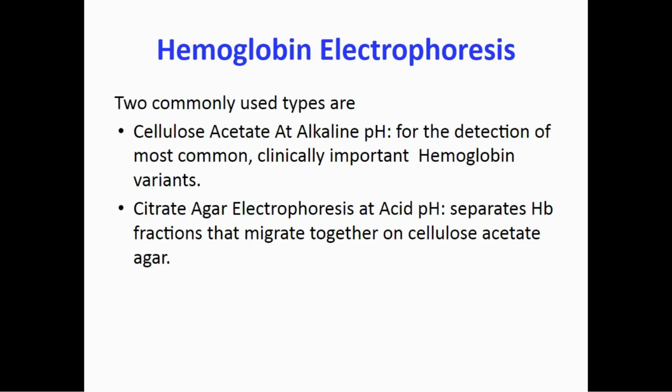So these are the two commonly used types of hemoglobin electrophoresis. One is the cellulose acetate, which operates at an alkaline pH, and the other is the citrate agar, which runs at an acidic pH. Any abnormal protein detected by the cellulose acetate should undergo citrate agar electrophoresis for a more detailed separation of the major hemoglobins.